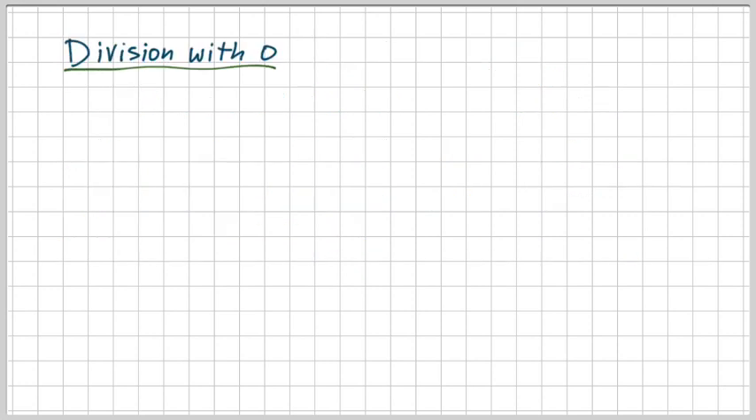Let's talk about division with 0. So here's two problems. Go ahead and see if you remember how to do these. All right, so 0 divided by 3, you should have gotten a 0.